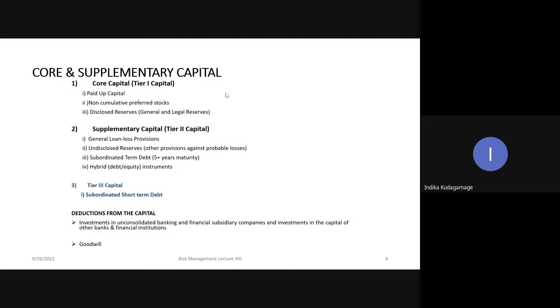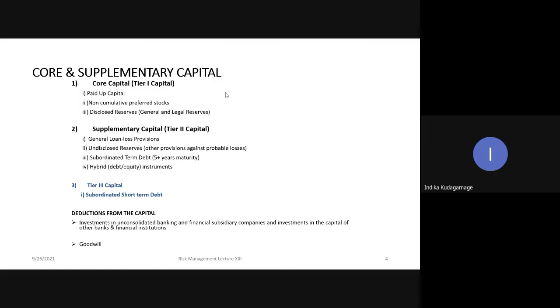Then we have tier 3 capital. Again, subordinated short-term debt. That is to cover the market risk. When it is short-term, subordinated, 2 years. Right? So, capital is core capital plus supplementary capital plus tier 3 capital. Right? So, that is the capital.